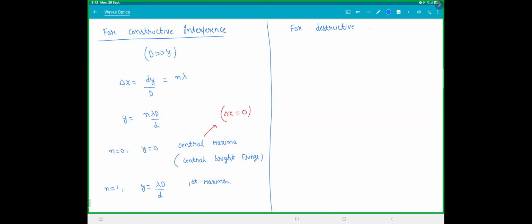For destructive interference, again for D much greater than y, delta x is dy by capital D, and you're asking for minima, which is (2n+1) lambda by 2. So you will get here y is equal to 2 dy by (2n+1) capital D.